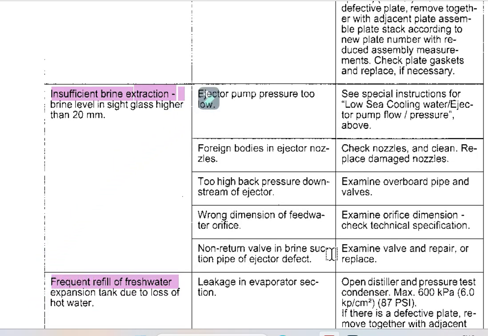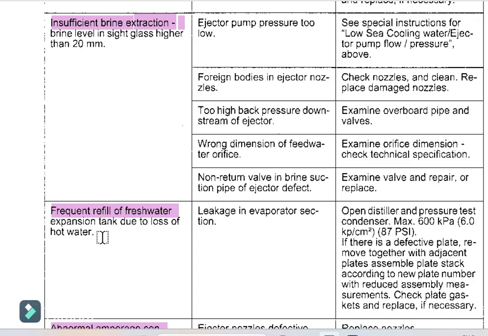Non-return valve in the brine suction pipe of the ejector is defective. The non-return valve of the brine suction pipe of the ejector is defective. So it has to be checked and replaced. Okay. Next problem is frequent refill of fresh water in the expansion tank due to the loss of hot water. Actually, this is not a very common problem, but yes, we can see it as it is given in the manual.